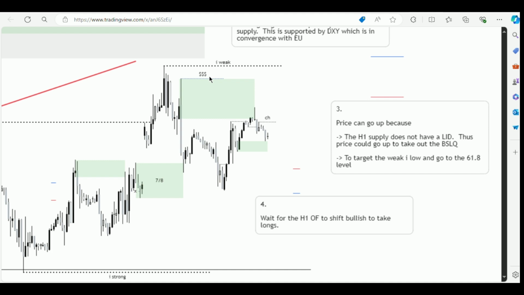Simple. So simple. Wait for the H1 order flow to shift bullish to take longs. That's it. So we can't take longs here because it's too early. I need to wait for the session volatility to kick in, and then the session volatility to make the order flow bullish. That will give me more confidence. Then I can look for shorts somewhere here and then go up.